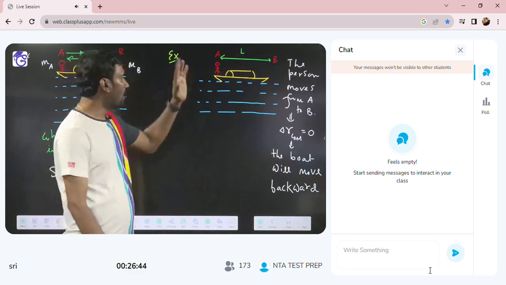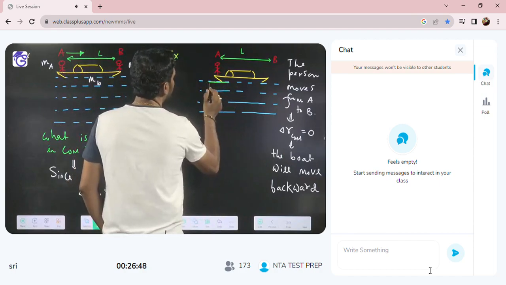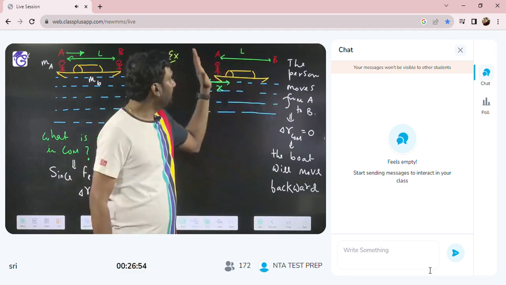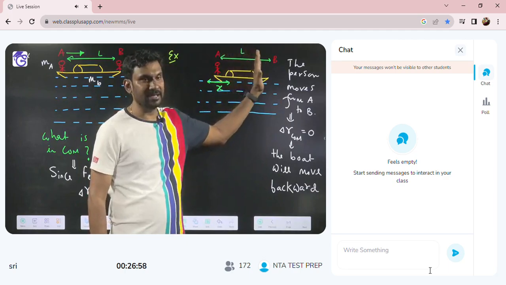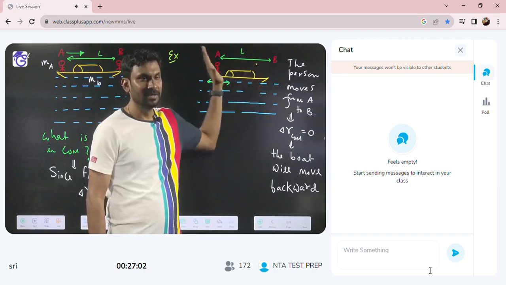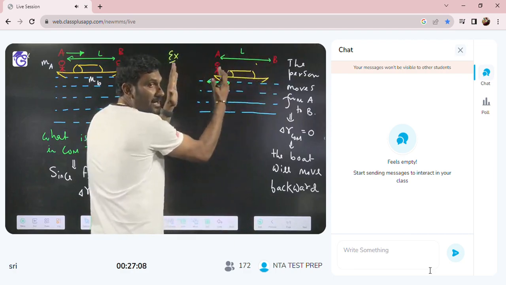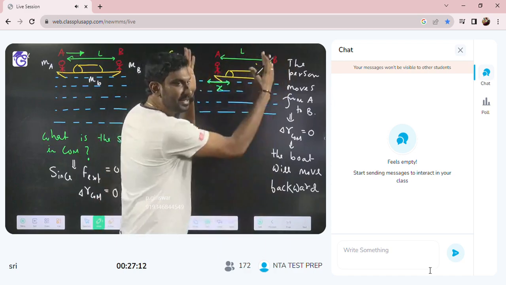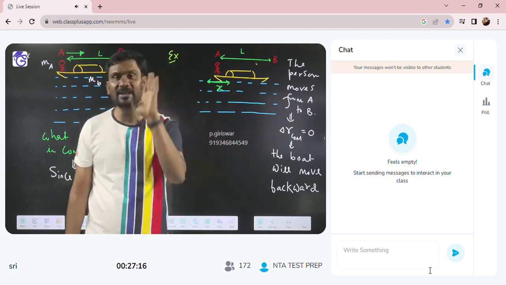I will tackle this question first by common sense, then with the mathematics. Common sense is what? This boat will move backward by an amount x. The person is moving forward by a distance L, and the entire system is coming back by a distance x. So the person is effectively moving L minus x.